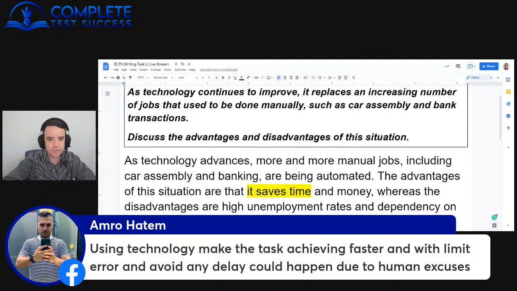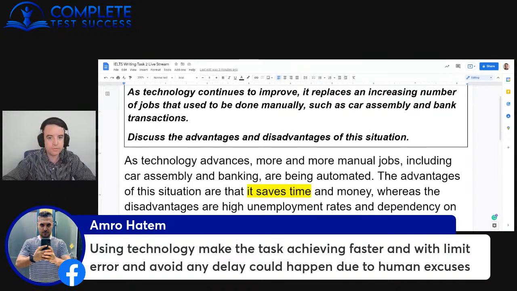And also, don't just talk about the outcome. Explain how that happens. So you don't want to just say it achieves it faster. We just said it saves time. It saves time because it's faster. But why is it faster? Talking about errors isn't relevant, because one of the main advantages could be that there are fewer errors. But saying there are fewer errors doesn't help us to develop the idea that it saves time.